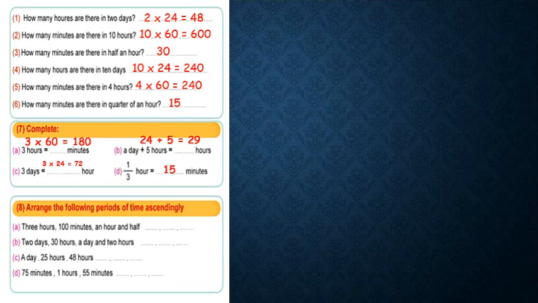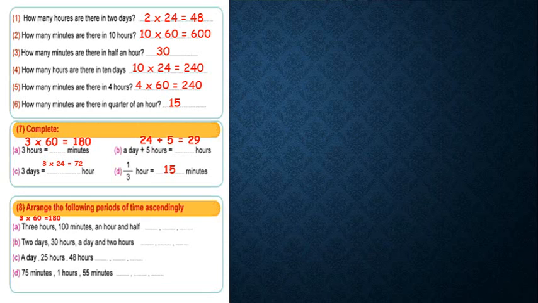Number 8, arrange the following in an ascending order. Here we are going to arrange these minutes and hours and days in an ascending order. So what do you think? Ascending means we are going to start from the small to the big. 3 hours, 100 minutes, an hour and a half. Here we must make all of them the same unit. Which is the same unit? The small one. What do you think? Is hours small or minutes? Yes, excellent, minutes. So we are going to change or convert the hours here into minutes.